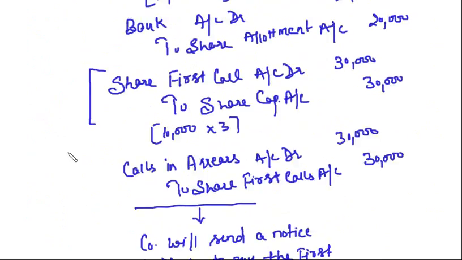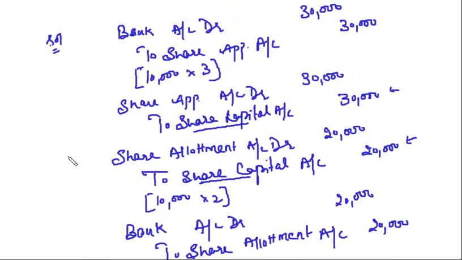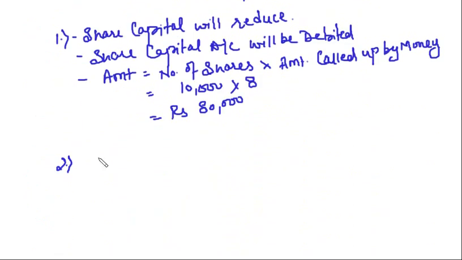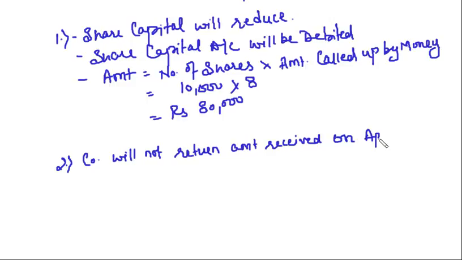Now, whatever amount has been received, do you think the company is going to return that amount to Mr. X because we have cancelled his subscription? No. The company will not return the amount that has been received. Write this down. Company will not return amount received on application and allotment to Mr. X. Right? This much is clear.